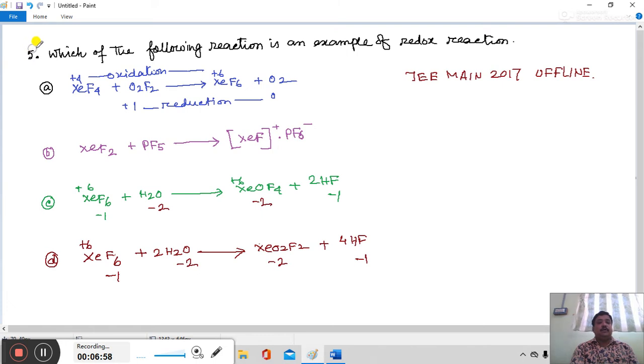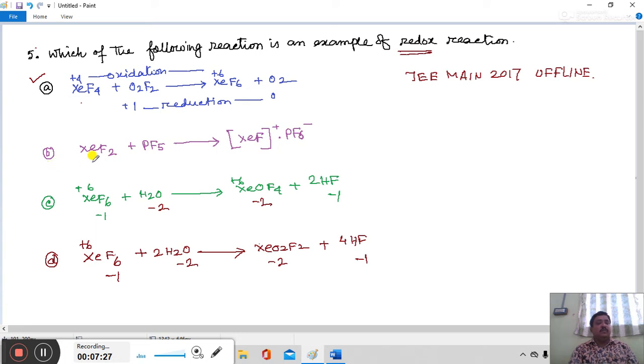In the fifth question: which of the following reactions is an example of a redox reaction? There are four equations. In the first equation, the oxidation number of xenon increased by 2 units and it goes from +4 to +6 state. And the oxidation number of oxygen decreased from +1 to 0. So option 1 is an example of a redox reaction.